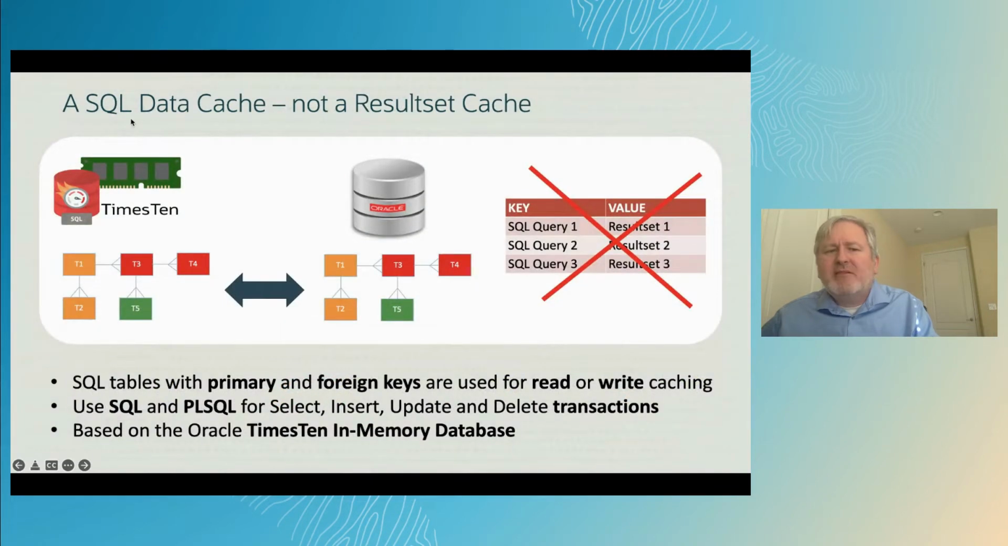Now, I've been talking a lot about a SQL data cache. What is a SQL data cache? Well, let's be right up front. A SQL data cache is not a result set cache, because result set caches are dumb. What do I mean by that? A result set cache is fundamentally taking a SQL query, the SQL text, executing it against some relational database like Oracle, capturing the result set, and storing the key and the value, or the query and the result set, in some NoSQL database, be it a key value database or some document store.